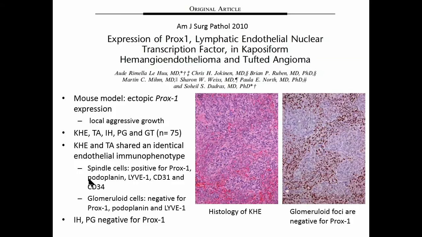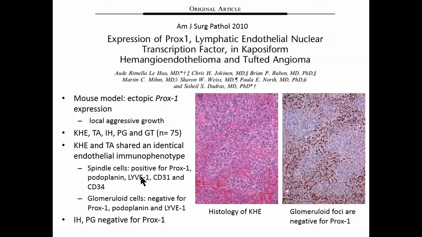Mim on this study. So what was very interesting is that we found that both KHE and TA shared an identical endothelial immunophenotype. So we could actually demonstrate that these are very similar lesions that may in fact represent the same disease spectrum. So the spindle cells, you can see, they express PROX1. This is the PROX1 staining. They also express podoplanin, LYVE1, CD31, CD34 that I'm not showing here. But the glomeruloid cells were distinctly negative for PROX1, podoplanin, and LYVE1.